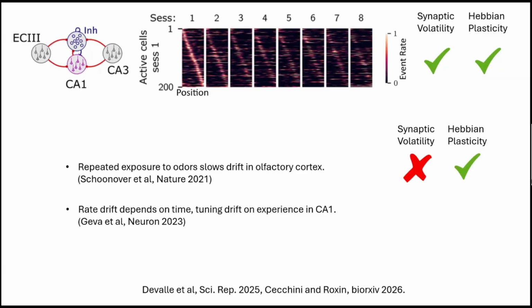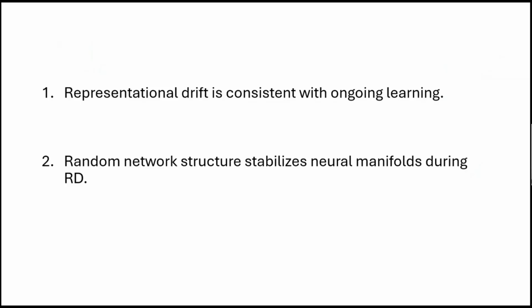Similarly, it's found in hippocampus that if you look at the drift of place cells, the amount of drift in the overall activity level just depends on the total elapsed time between sessions. That's all it depends on. Whereas the amount of drift in the tuning depends on how much time the animal spends in the environment. And again, this is very consistent with a Hebbian mechanism, but not synaptic volatility. Okay, so I hope to have convinced you, at least on the cartoon level, that representational drift is consistent with a system that's just continuously encoding patterns.